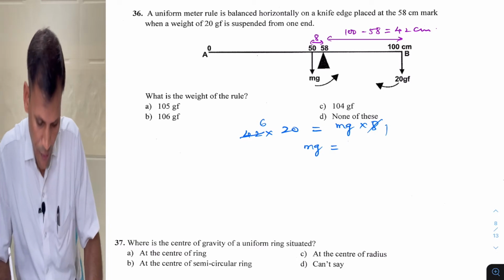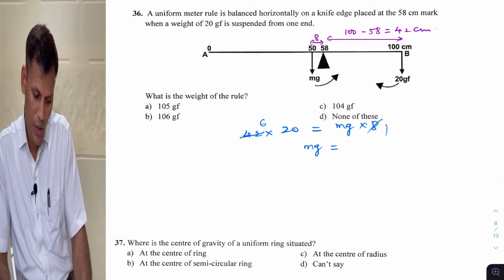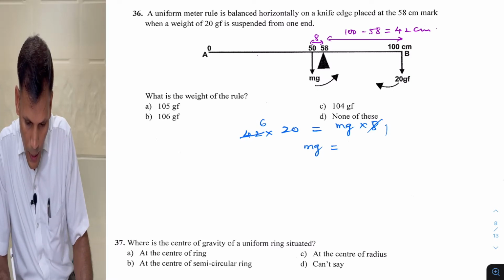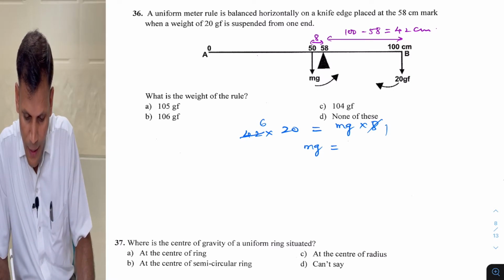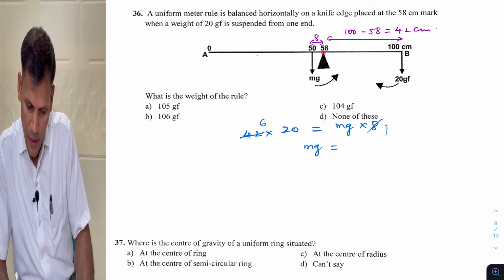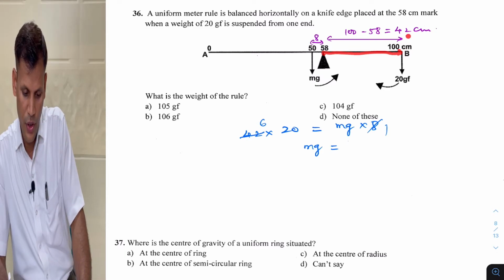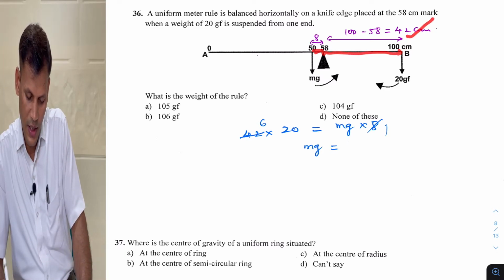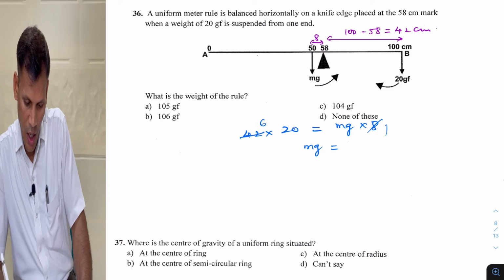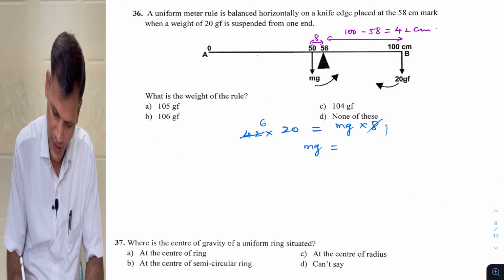Once again I will say, weight of the rule. Weight is mg, mg is to be found out. Of course it will be 100 minus 58, this is 58. All the distances are measured from the fulcrum. 60, 42, right? This is 8, 8. No, I am making it wrong, 8. 8, this.